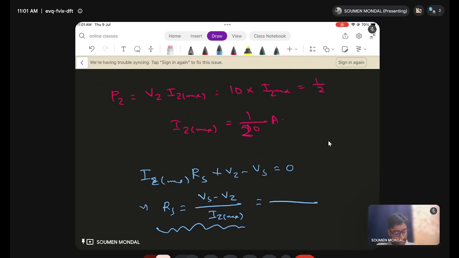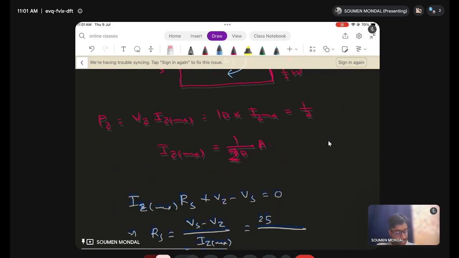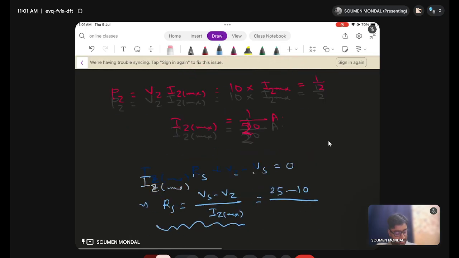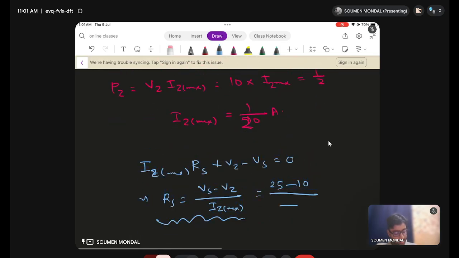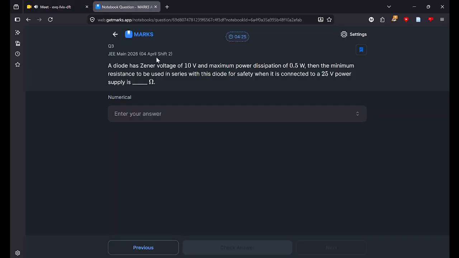So Vs is 25. Let me check it again, I don't want to make a mistake like before. 25 minus 10, and Iz max I got 1 by 20. So this is 15 by 1 by 20, so 15 into 20 ohm, so 300 ohm. So this is going to be the value of Rs, at least this should be the minimum value of Rs. Let me check the answer here.